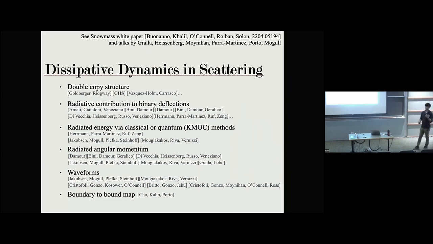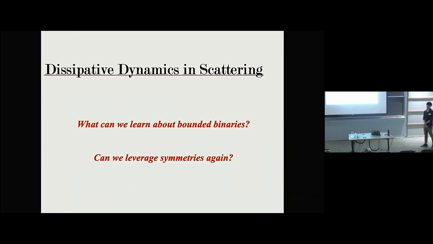These are mainly in the context of scattering. But if you assume adiabatic and aligned-spin approximation, then we also have a nice boundary-to-bound map, as explained by Raphael this morning. But I'd like to ask two questions. First, how do we convert a lot of this impressive progress to the case of bound binaries? After all, these are the sources that are more relevant to the LIGO detectors. And second, just like the conservative case, can we leverage symmetries again for the dissipative dynamics?